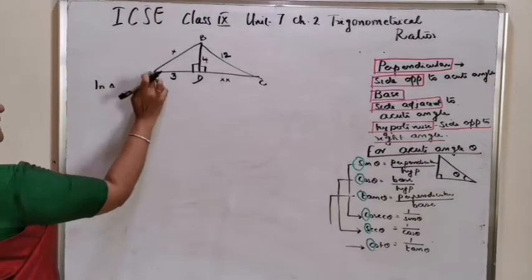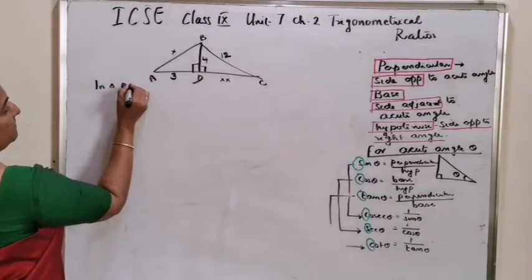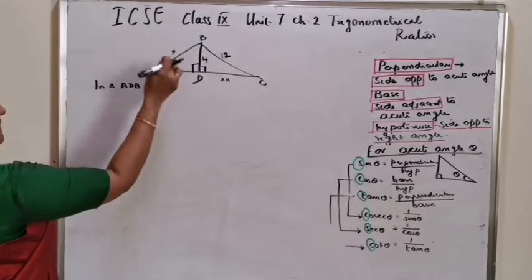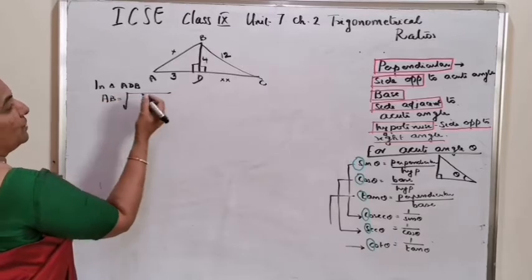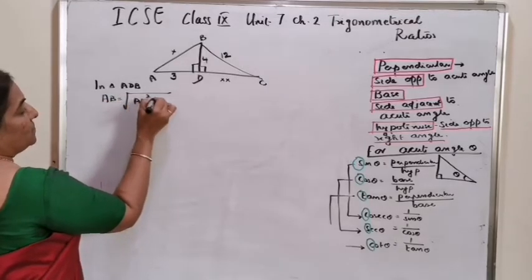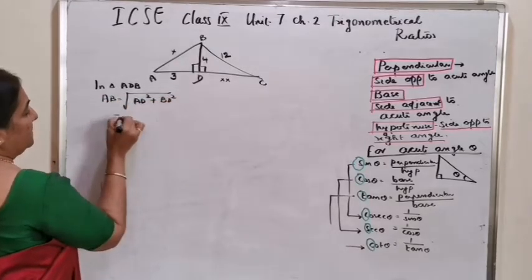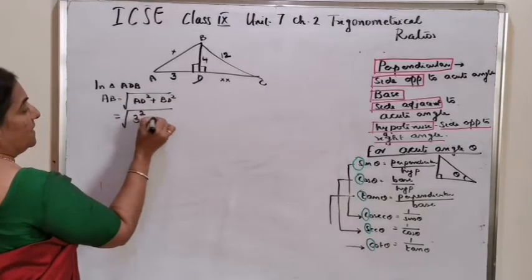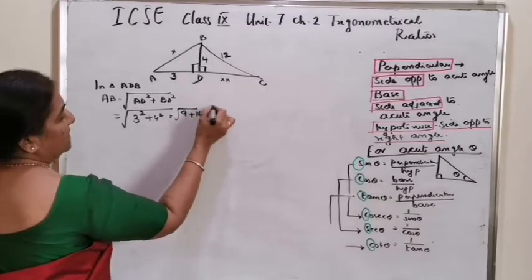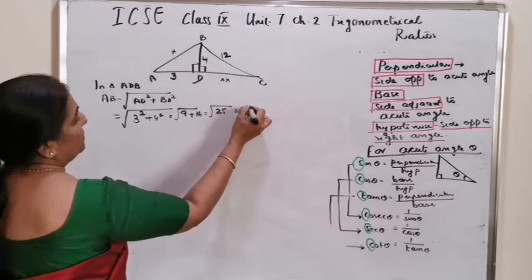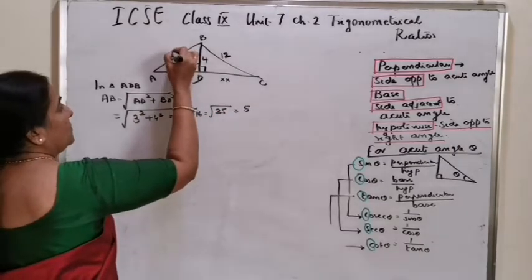In triangle ADB, you have to get AB, which is the hypotenuse. So AB is equal to square root of AD square plus BD square, square root of 3 square plus 4 square, square root of 9 plus 16, square root of 25, which is equal to 5. So AB is 5 units.